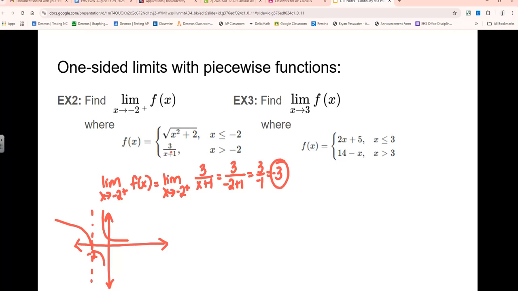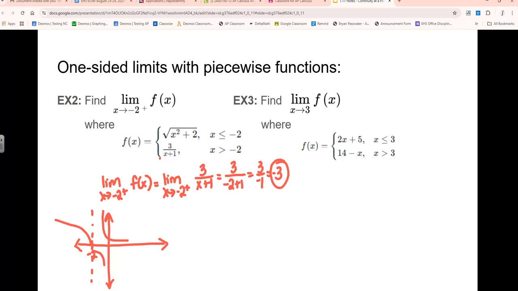For limits, it does not matter whether it's the or equal to sign at all. Now, if I asked you to find f of -2, you would use the top equation because of the or equal to sign. But with limits, it does not matter whether it's an open or closed circle. It's what you're getting close to. So from the right, you would be getting close to the end of this function. Does that help?